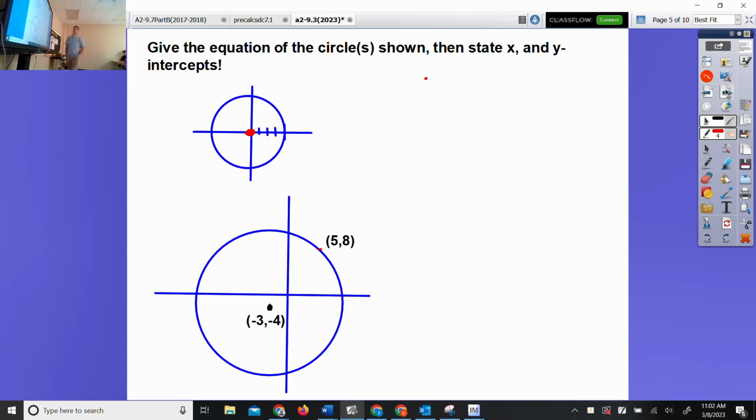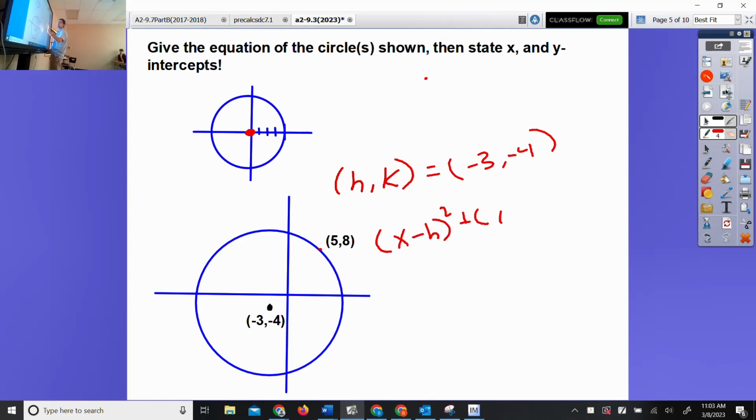You actually know most of it. You know h and k. What's h, k? And what is it? -3, -4. So we can plug into x minus h all squared plus y minus k all squared equal to r squared. If we plug a -3 into x minus, what's it going to become? +3. If we plug a -4 into y minus, +4. And what do we still have to figure out?